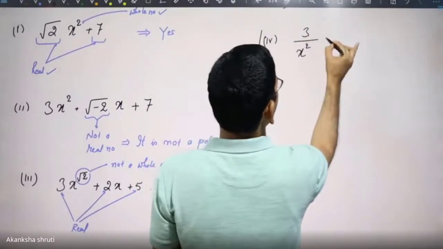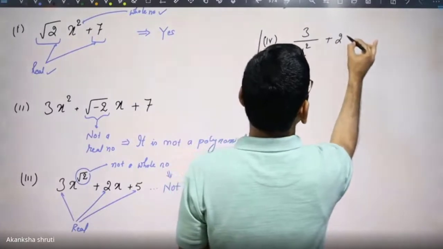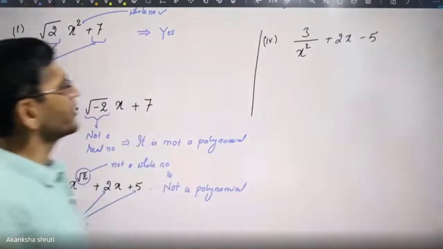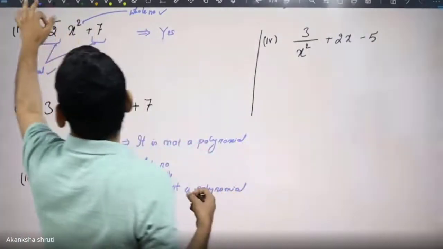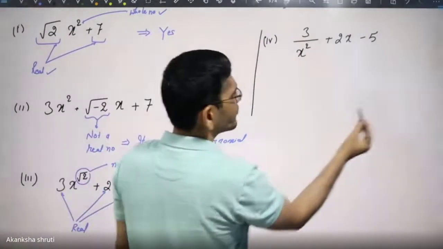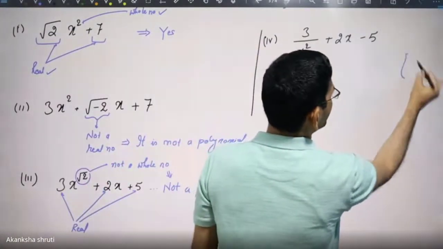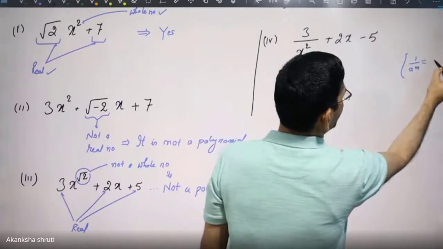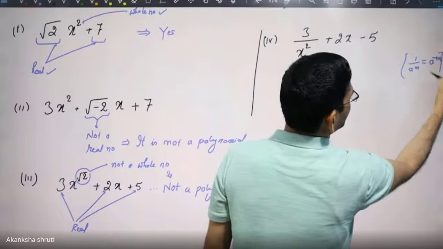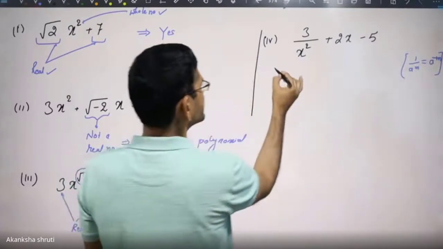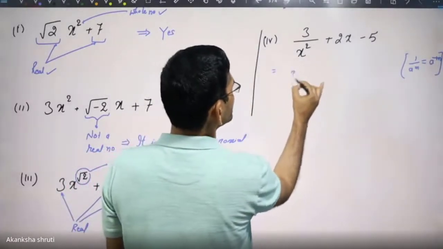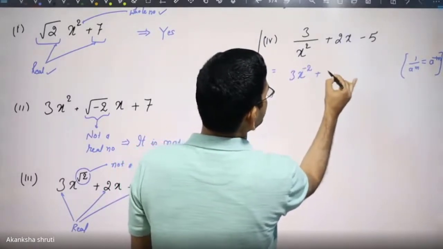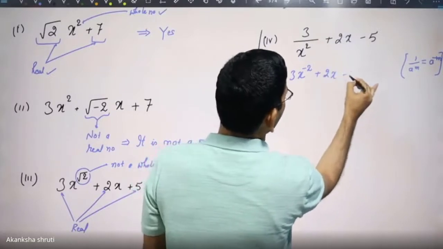3/x² plus 2x minus 5, whether this is a polynomial or not. तो स्टूडेंट्स आप इसे जरा कंपेयर करें. देखिए, we are knowing the rule of exponent. If it is 1/a to the power m, it is a to the power minus m. ये हमने क्लास 9th में आपको पढ़ाए हैं. By applying this rule, it gets converted into 3x to the power minus 2 plus 2x minus 5.